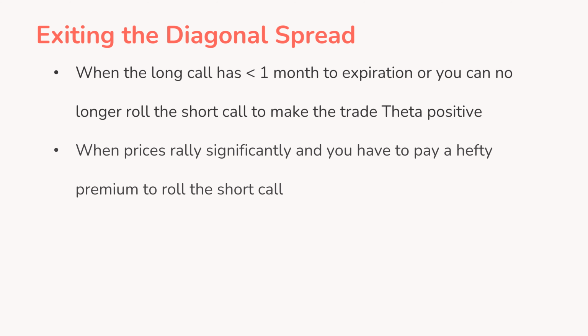But there also comes a situation where the price rallies so significantly that you have to pay quite a hefty premium to roll the short call. When prices rally significantly, your short call becomes deep in the money. In order for you to roll the short call, you have to close your existing short call, which involves paying a huge debit to close a short call. In such a situation, I will typically close the entire diagonal spread.